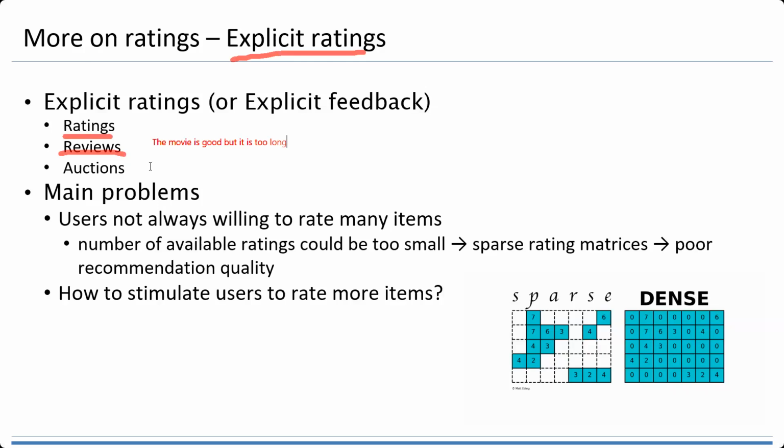Auctions. So auctions, it means when we want to buy some products, we do bidding. Maybe, okay, do you want to buy this smartphone? Okay, what price do you want? One student said one price. Another student said a higher price. Another student said an even higher price. So every value we capture. So we can say this is also an explicit rating.